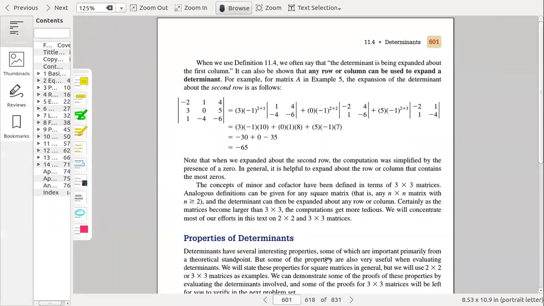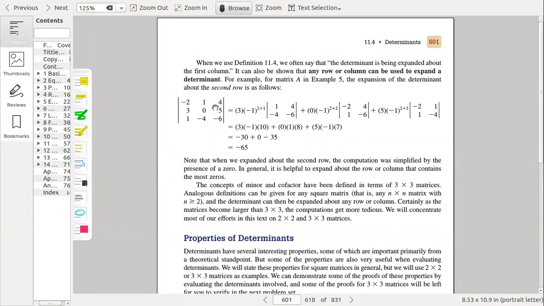So when we use the definition, we often say that the determinant is being expanded about the first column. It can also be shown that any row or column can be used to expand a determinant. For example, for matrix A in example 5, the expansion of the determinant about the second row is as follows. So it means we can expand about any row or any column. So it's not a problem. So here the expansion is being done with respect to the second row. So the second row is 3, 0, 5.